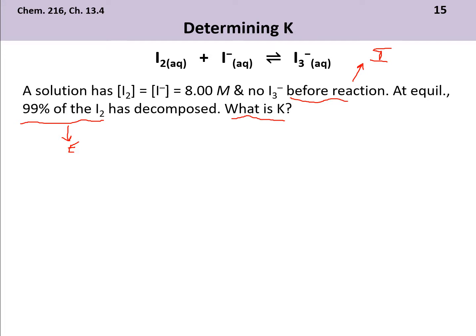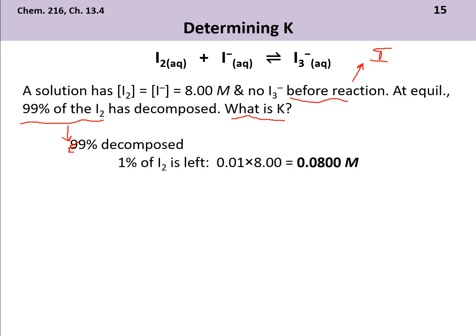All right, before we do this, let's just understand what that means. It says 99% of the I2 has decomposed. Well, let's think about this. If I started with $100 and 99% of that money has decomposed to Target or wherever, that means I'm left with $1, right? So if 99% decomposes, what that means is I'm left with 1%. So 1% of 8 would be 0.08.